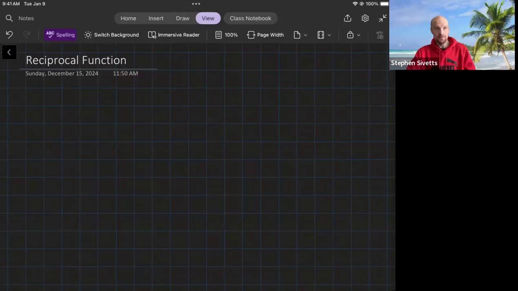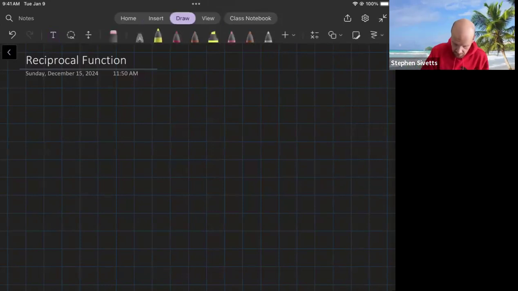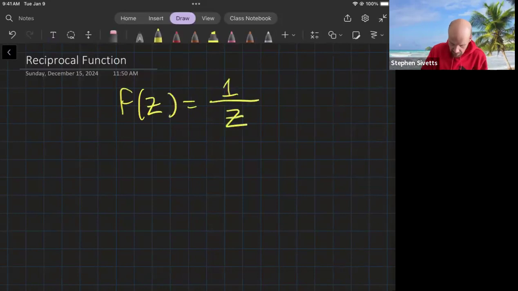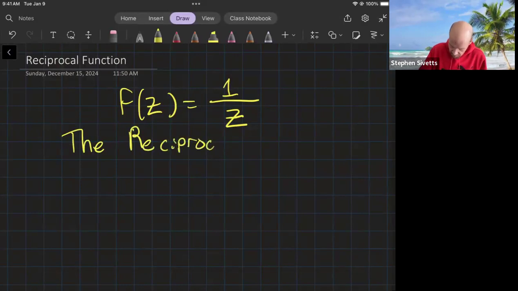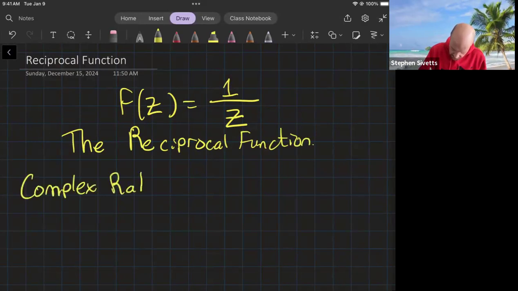In this video, we'll be looking at the reciprocal function. So the reciprocal function in complex analysis looks like this, right? f of z is equal to 1 divided by z. We'll look at where rational functions are undefined very soon. And the zeros in the complex plane is pretty crazy. So for now, let's look at this function. So this here is what's called the reciprocal function. And in particular, the complex rational function.